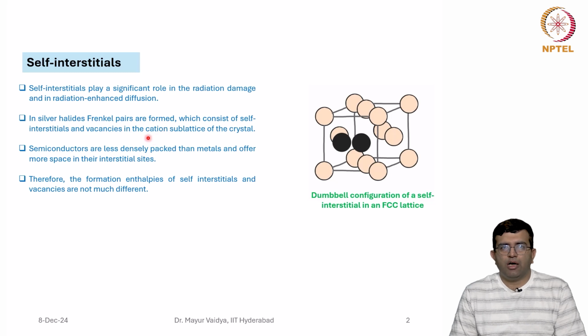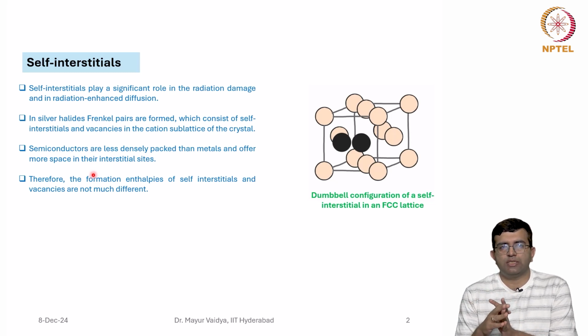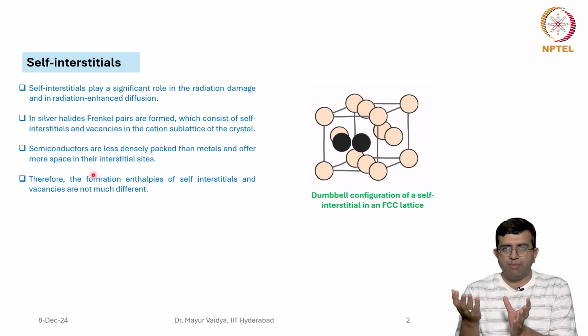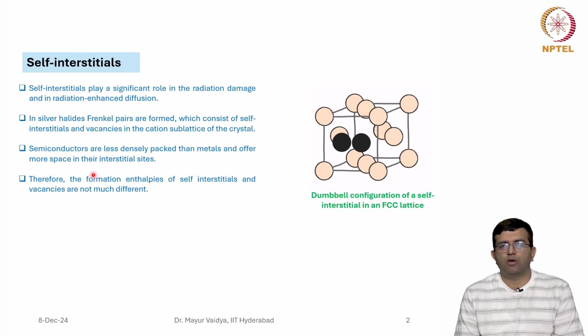But they are more common in semiconductors, which are less densely packed than metals and offer more space in the interstitial sites. In fact, when we come to diffusion in semiconductors, we will see that there is not much difference between the formation enthalpies of self-interstitials and vacancies. In some of the semiconductor systems, self-interstitials actually play an important role in diffusion.